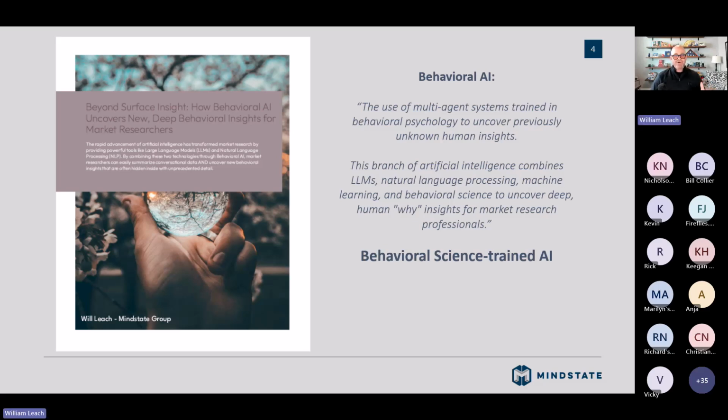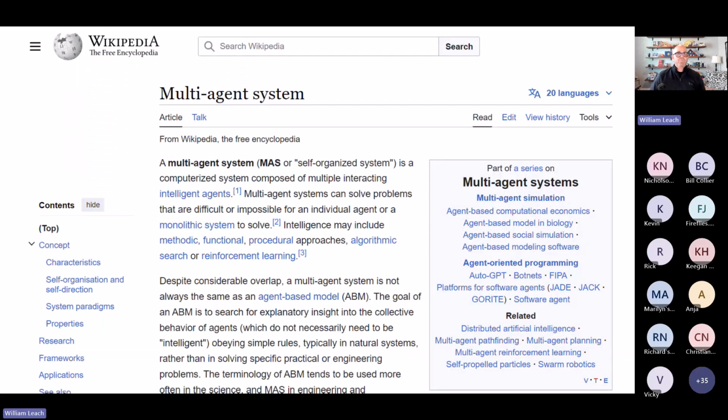Ultimately, that's a lot of words. What I think is really important is that it is behavioral science trained AI. Now, you may be asking yourself, okay, but what is this multi-agent system? So let's talk a little bit about what a multi-agent system does for you as a marketer or as a marketing researcher. So a multi-agent system, or sometimes it's referred to as MAS, right?